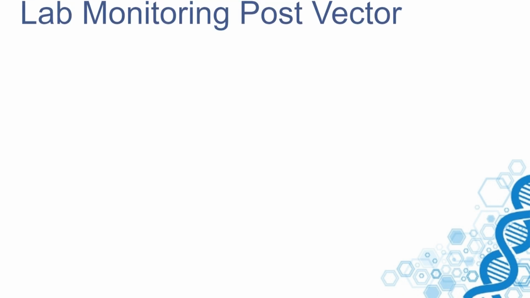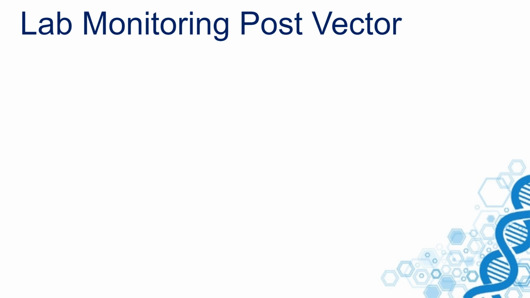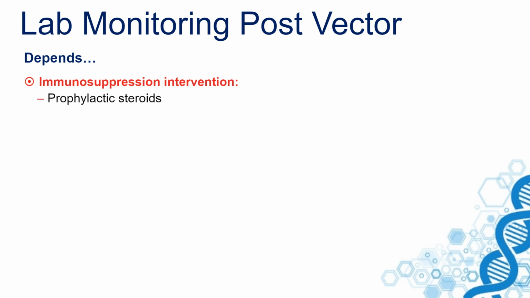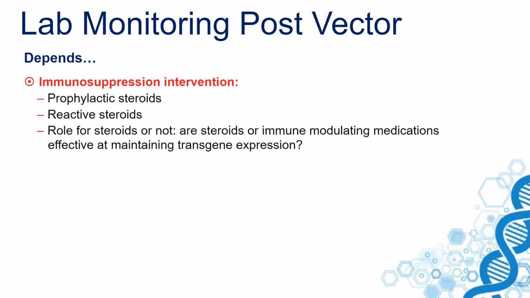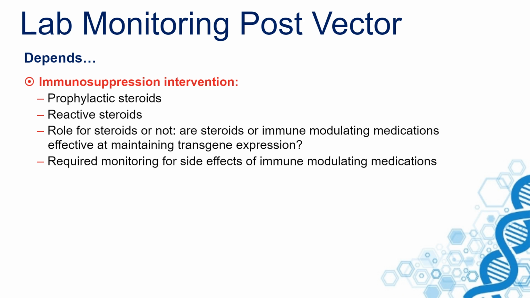So I think that the lab monitoring following vector infusion is potentially variable depending on what the outcomes have come out of clinical trial with that particular vector. Namely, what immunosuppression intervention has been undertaken, if any. So there's potentially a couple different outcomes. What medications were used for immunosuppression? Were they administered prophylactically or were they administered reactively? If immunosuppression was used, were patients responsive or not responsive to immunosuppressive medications? And then depending on what the medication is, there'll be required monitoring for side effects related to the immune modulating medications.